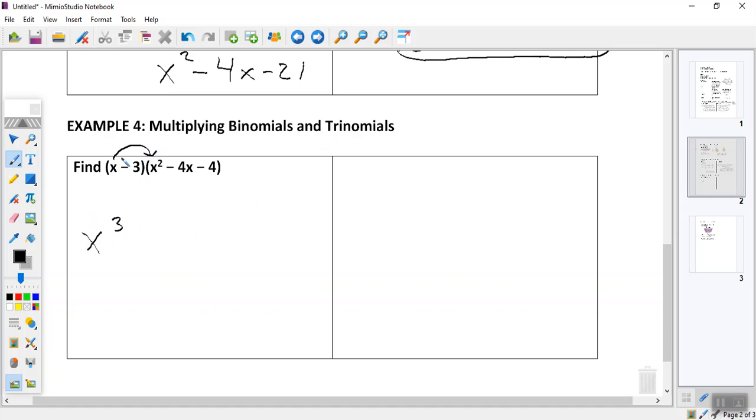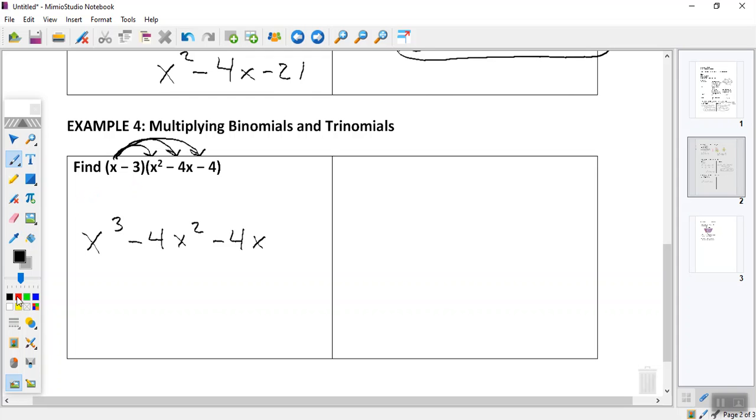All right, how about x times the negative 4x? Minus 4x squared. But I also need to take that x times what else, kids? Negative 4 as well, which would be what? So I'm running out of room here, but that's okay. I can condense mine.